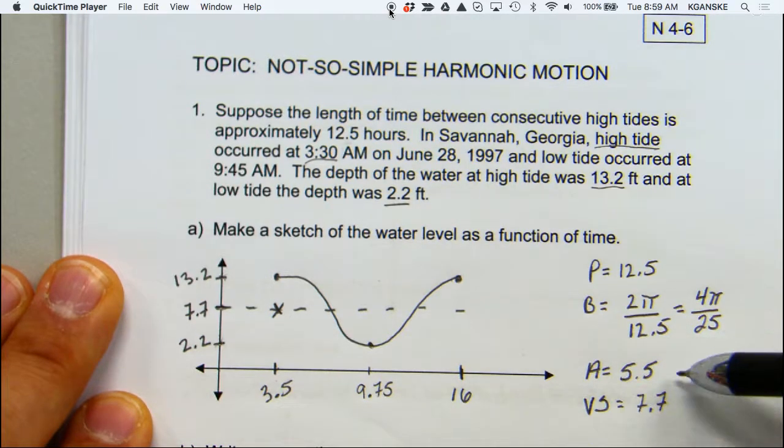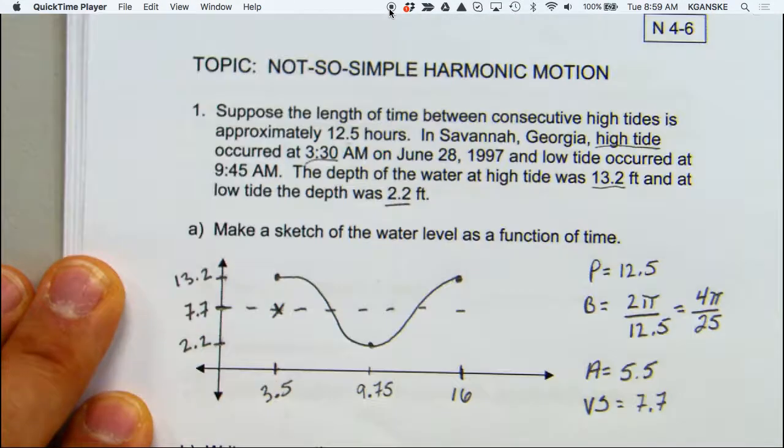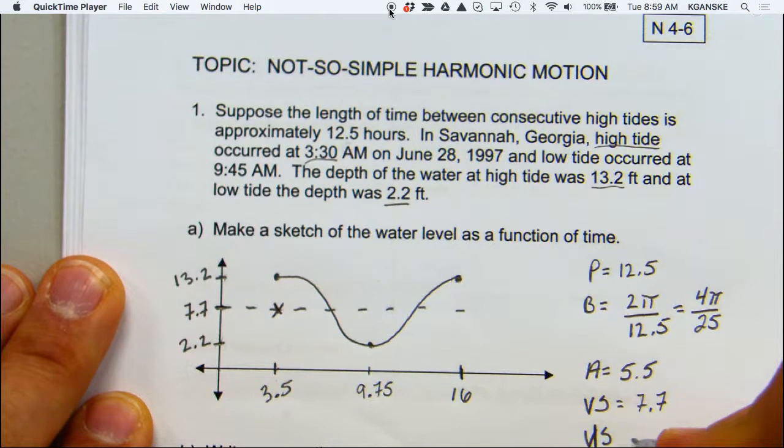Lots of times people want to put these as the same numbers. Okay, the vertical shift and the amplitude, that's not the way it works. Make sure that you've got your anchor point identified and pull your vertical and your horizontal shift off of those. So my horizontal shift was plus 3.5, right?